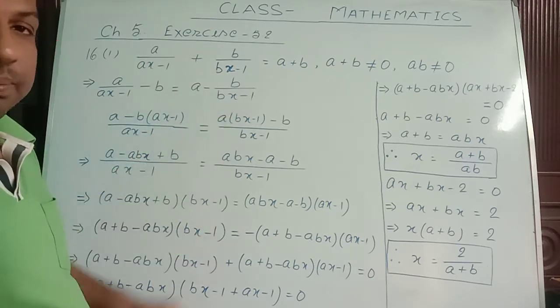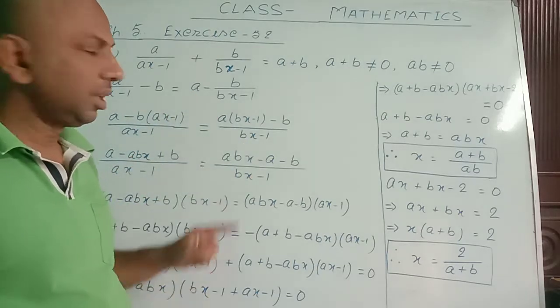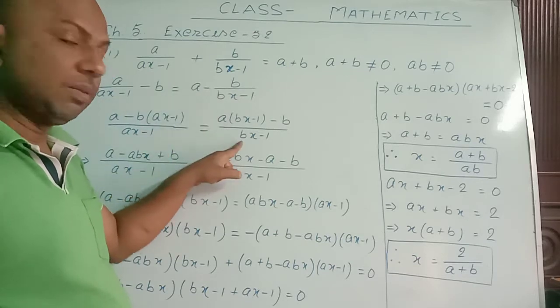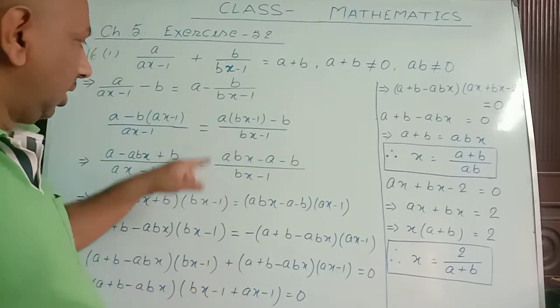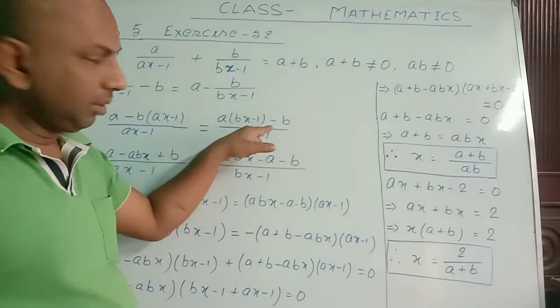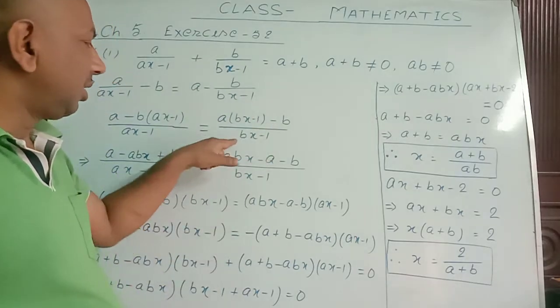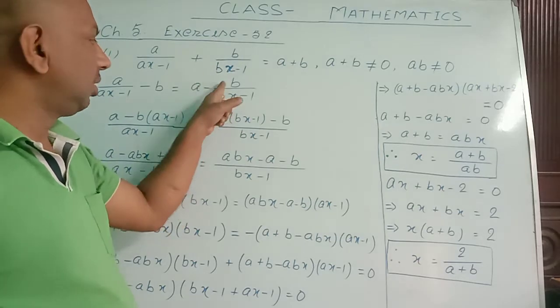This side again the same. I took the LCM bx minus 1. Here the denominator of a is 1. I divided the LCM by 1. I got bx minus 1. Then I multiplied this bx minus 1 by a. I wrote here a into bx minus 1. Minus came here. I divided this LCM by the denominator bx minus 1. I got 1. 1 into b.